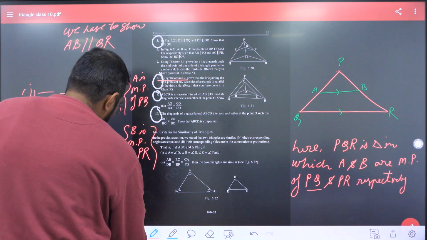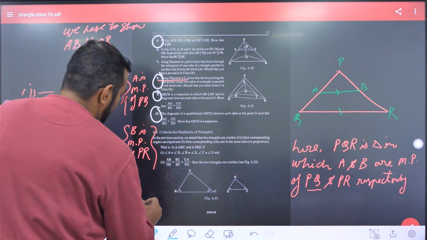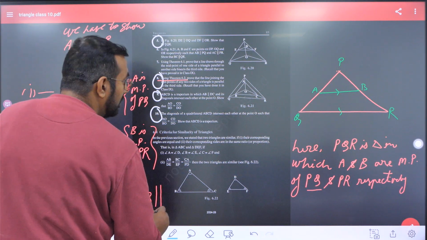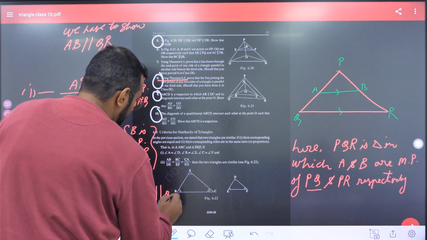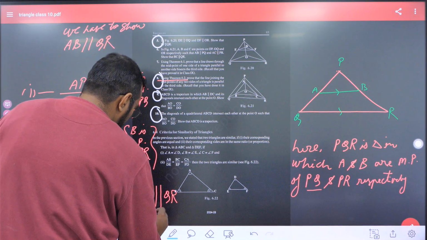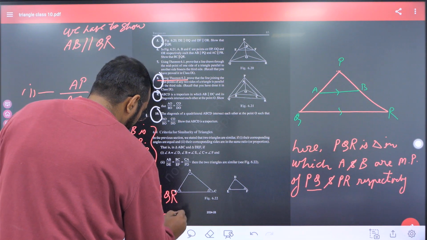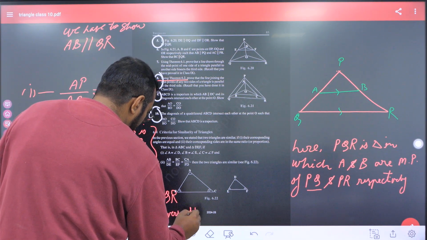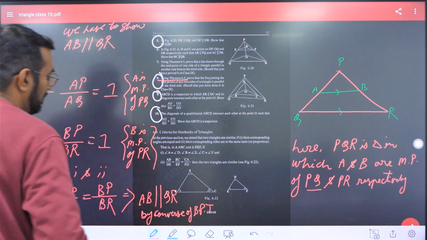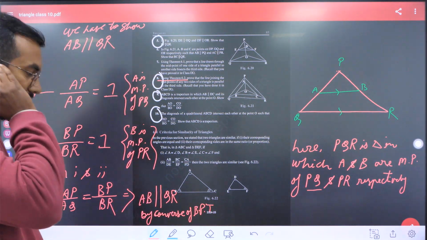This implies that AB is parallel to QR, right? By converse of BPT. Okay, beta? Yes. Now this is proved. Yes. What are you saying?